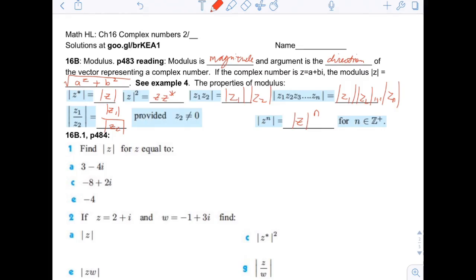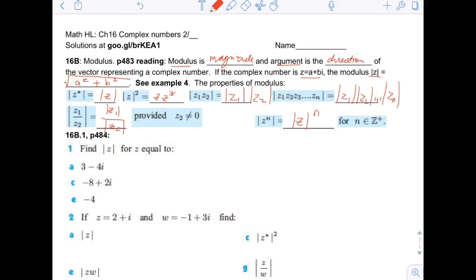So page 2 of complex numbers for the Math HL, chapter 16. Modulus is magnitude, and the argument is the direction of the vector representing a complex number. If the complex number is z equals a plus bi, the modulus of z equals the square root of a squared plus b squared. Modulus is basically like absolute value, but it works with complex numbers.